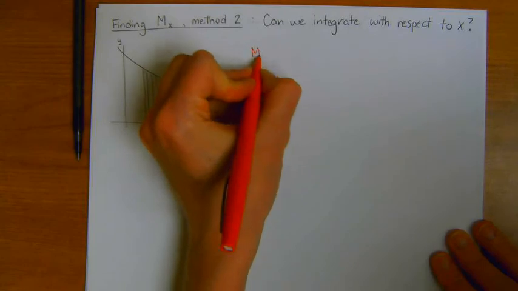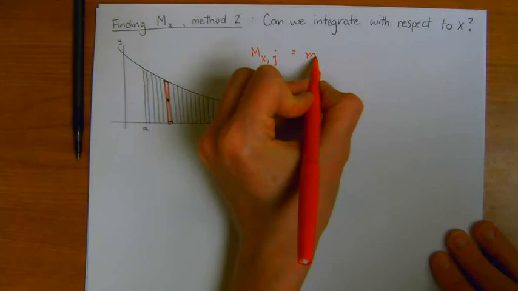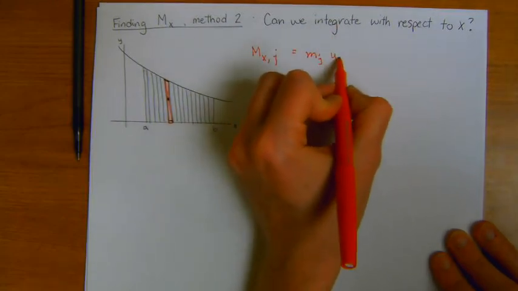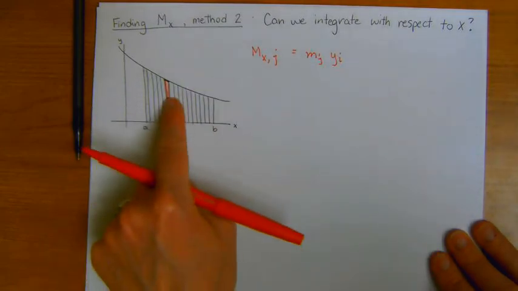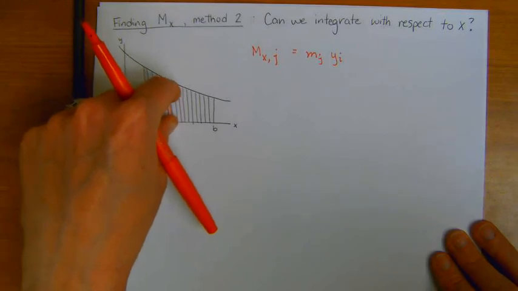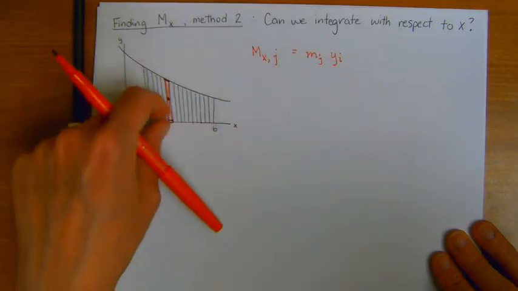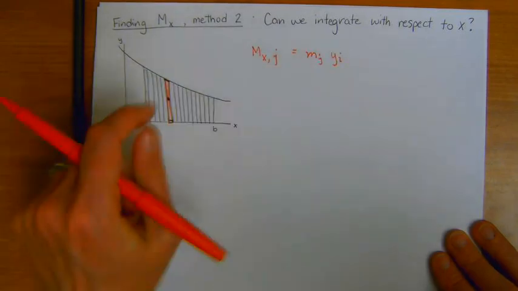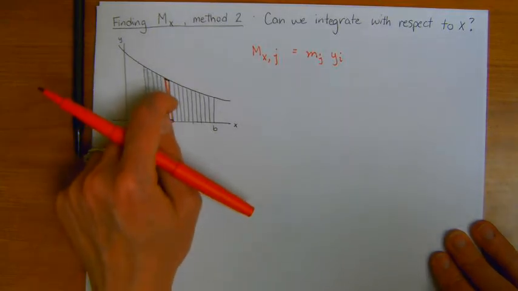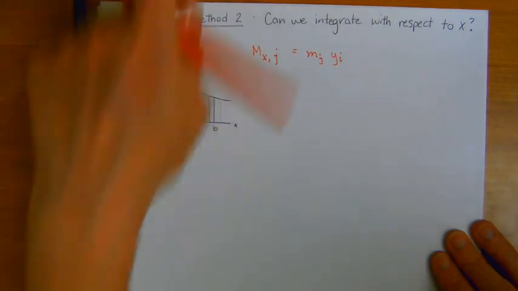That the moment with respect to the x-axis of the jth strip is given by the mass of that strip times the distance, the height y, because that's the distance to the x-axis. Like normally that's how that works, but what is the height y? That doesn't really make sense because this is a variable height. We're going to find the average height of the strip. And in this case, the average height of the strip is easy to find. It's right in the center.